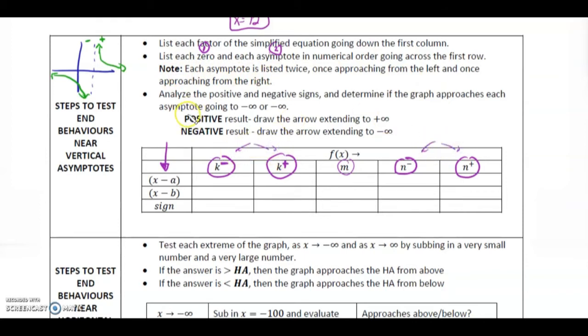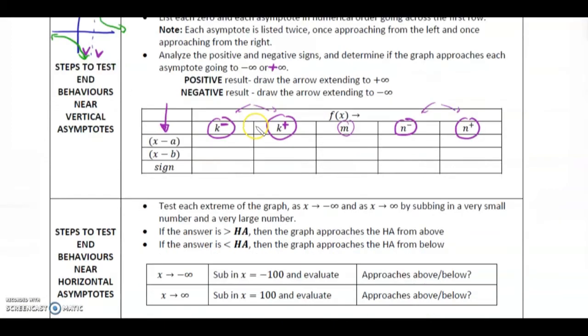We have that. And then what we're going to do is analyze the positive and negative signs and determine if the graph approaches each asymptote going to negative infinity or positive infinity. Then all we do is we go to the graph and we draw little mini arrows. So the arrow could look like this, or down and down. We just draw arrows. We don't draw the entire thing because we don't know where we're going to end up for the horizontal asymptote, but we just sketch it in first.